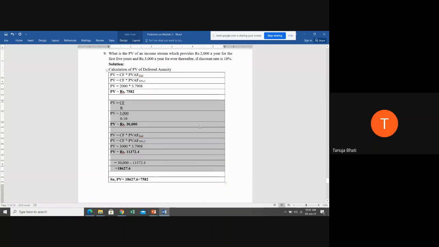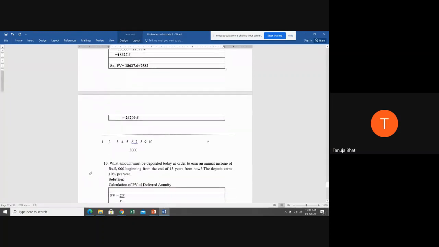Next, I'll just show you in the diagram itself. This year it was 2000. I was getting 2000 for 5 years, which I already have the answer for. And from the 6th year to the nth year, I was getting 3000. I have got that answer also. So if I add both the answers, I will get the total present value.